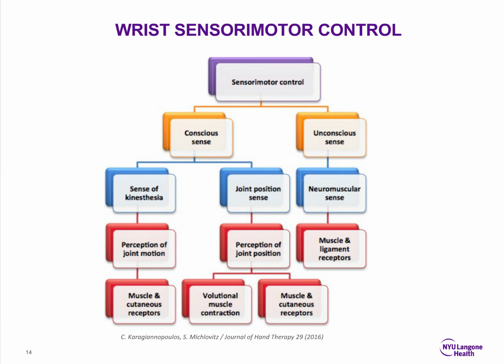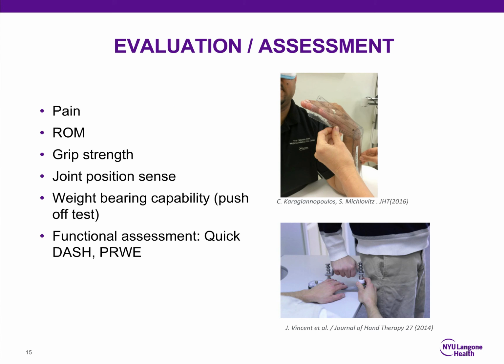So based on that, it's important for the therapist to remember the basic concepts of sensory motor control, and know that proprioception is a subcomponent of that sensory motor system control. And proprioception involves the sense of kinesthesia, joint position sense, and the neuromuscular sense. All these things can be affected after a ligament injury.